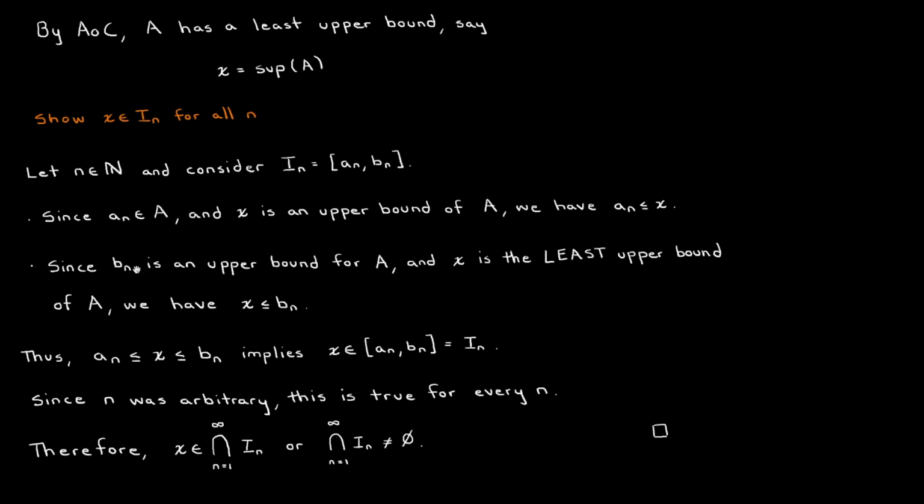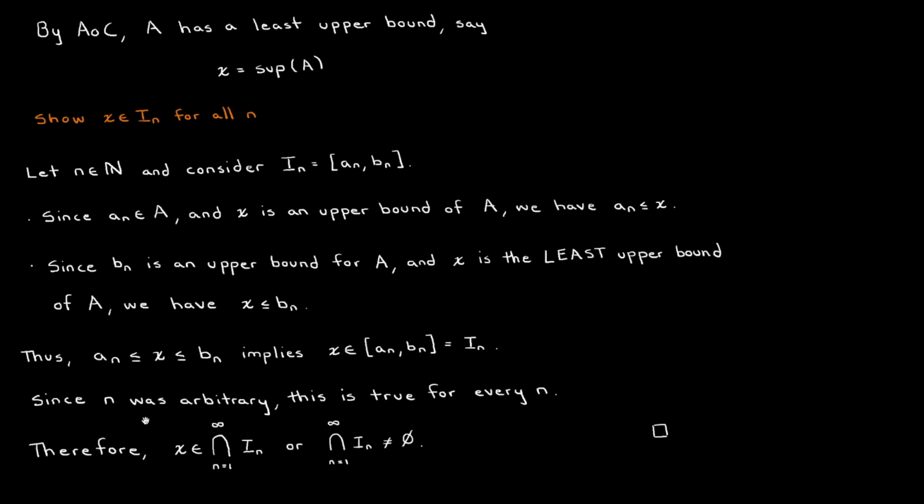And so in particular, this Bn, which is the right endpoint of the nth interval, should also be an upper bound for A. But we know x is the supremum of A, and the other property of the supremum is that it is the least upper bound of A. And so what we get is that x must be less than or equal to Bn, because Bn is an upper bound for A, whereas x is the least upper bound for A. Overall, we get that x is between An and Bn. In other words, x lies in the closed interval from An to Bn, which is exactly the nth interval.